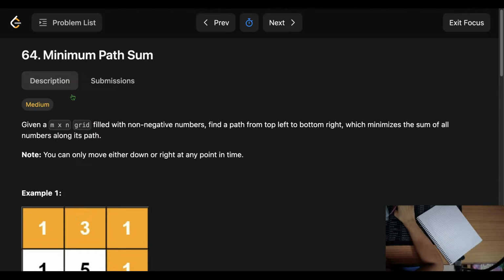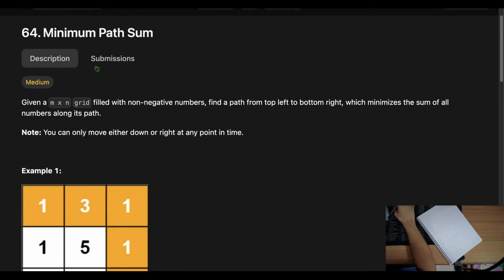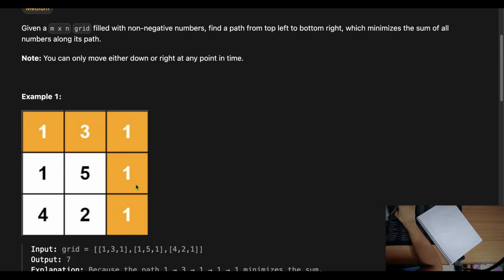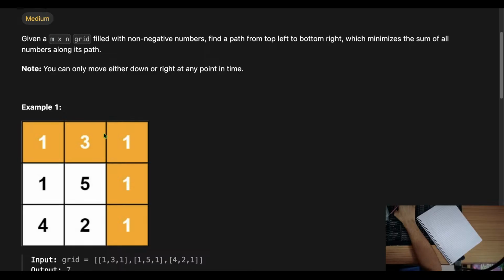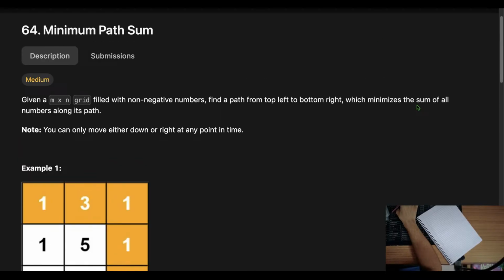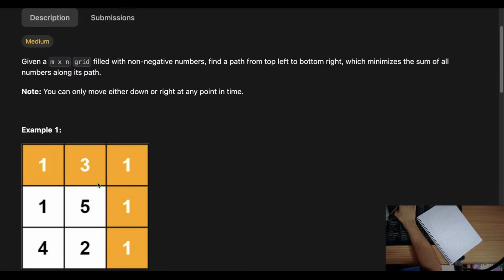Okay, so our today's question is minimum path sum. What this problem says is we are given a grid of size m cross n filled with non-negative integers. There is no integer in this grid which is negative. We have to minimize the sum of all numbers along its path.